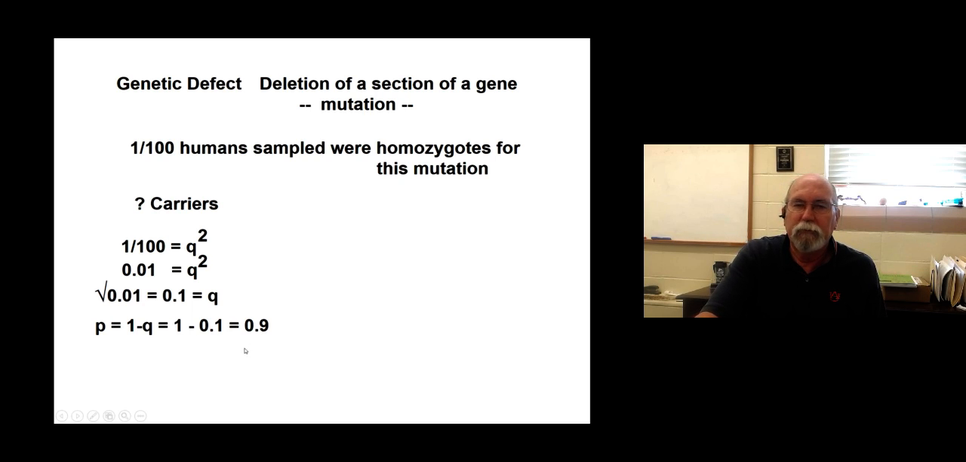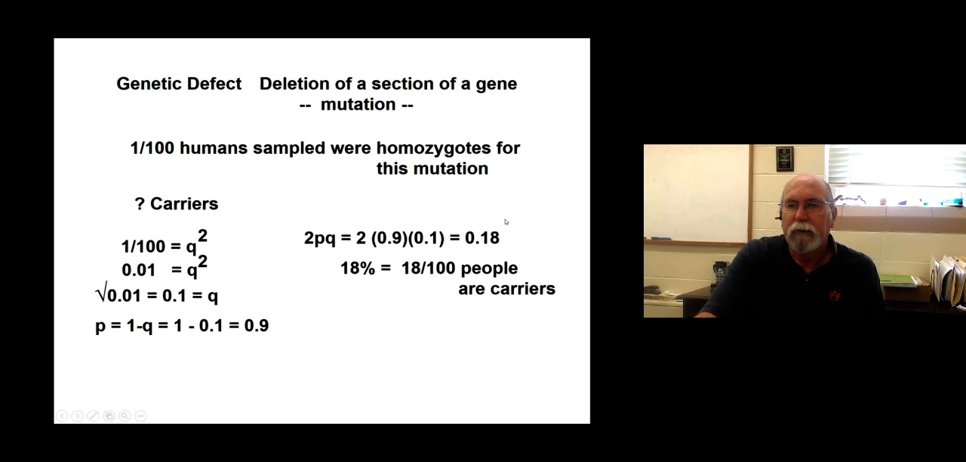Very simply now, I know p, I know q. I can figure out how many carriers. 2 times p times q tells me that about 18% of my individuals ought to be carriers. So in this sample of 100, I'd have around 18 individuals that would be carriers. They wouldn't have the full effect of whatever the mutation is producing, and the gene that they have is going to function differently, but they could potentially produce children that were homozygous for it, depending on a simple Mendelian cross.